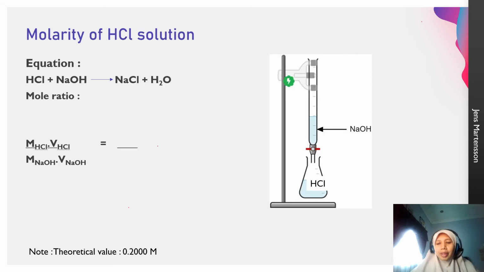Similar to part B, from the chemical equation, we can see that the mole ratio is 1 to 1.